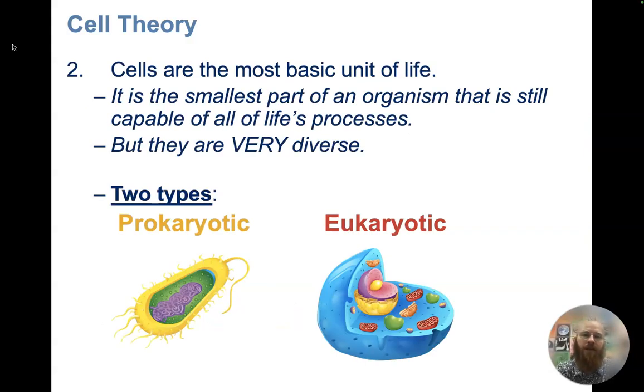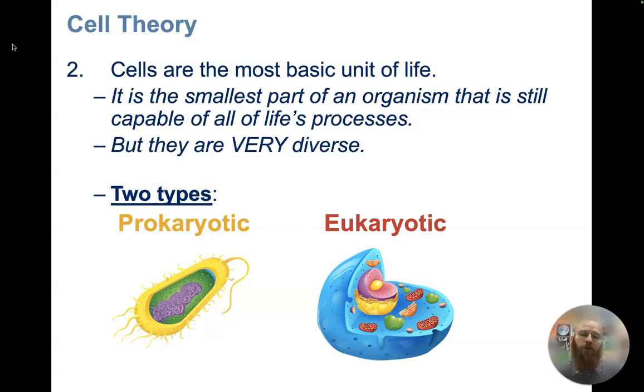Okay, so cells are that most basic unit of life. It is the smallest part of an organism that we still say is capable of all of life's major processes. But given that, they are also very diverse, right? There are a very high number of different cell types just within your body as human beings.